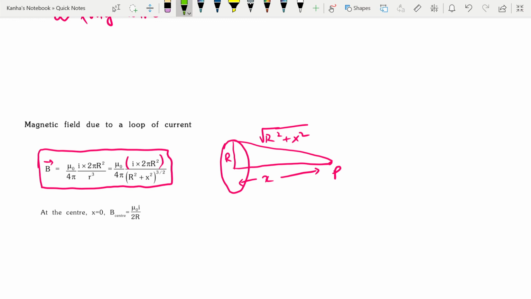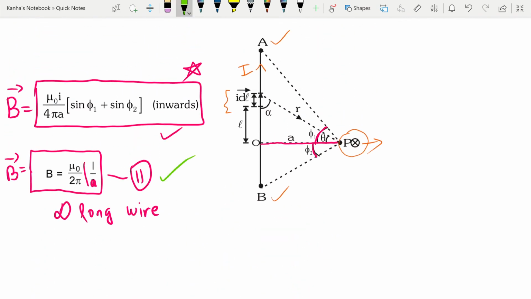This is an essential formula. I think you should remember this one. A consequence of the formula is if you put x equal to 0, that is if you try to find the magnetic field at the center, it takes a simple form. It is equal to mu naught I by 2R. Even if you don't remember the first form, in most cases the second will be asked in the paper, so it's essential that you remember the second form here and the second form here.